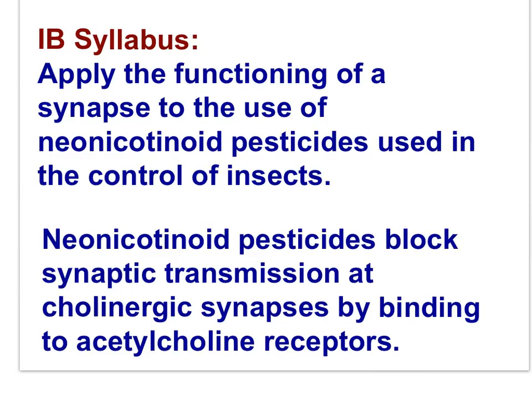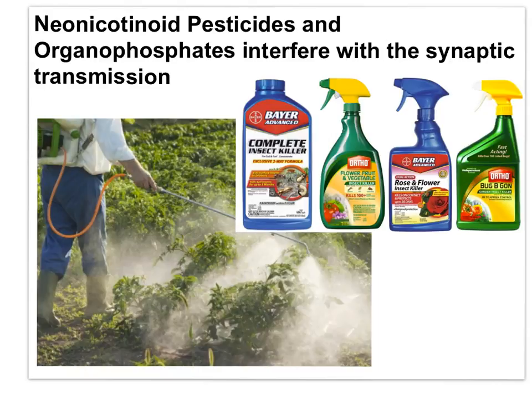And that brings us to our last IB syllabus statement of the movie. Here is an application of the cholinergic synapse. Apply the functioning of a synapse to the use of neonicotinoid pesticides used in the control of insects. Neonicotinoid pesticides block synaptic transmission at cholinergic synapses by binding to acetylcholine receptors. Neonicotinoid pesticides and organophosphates interfere with the synaptic transmission, the neuromuscular synapse, in insects. This serves to kill the insects.